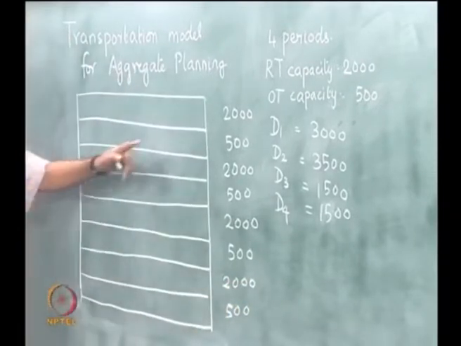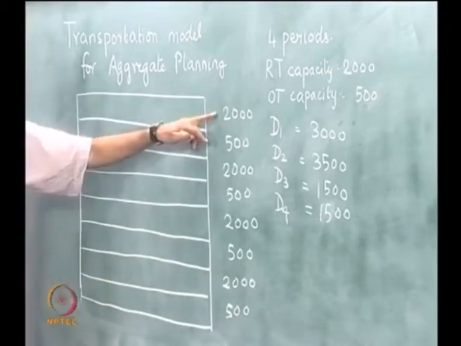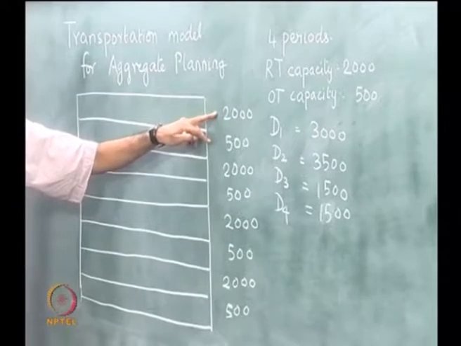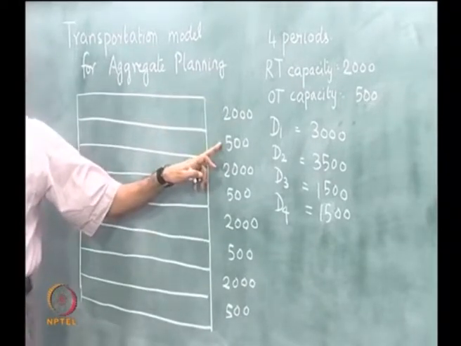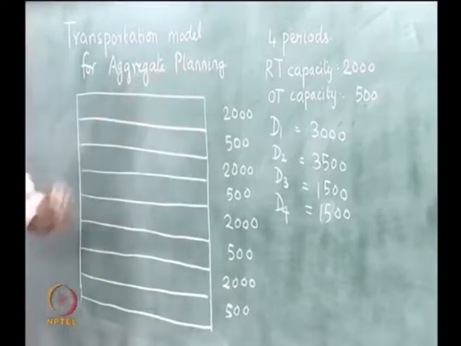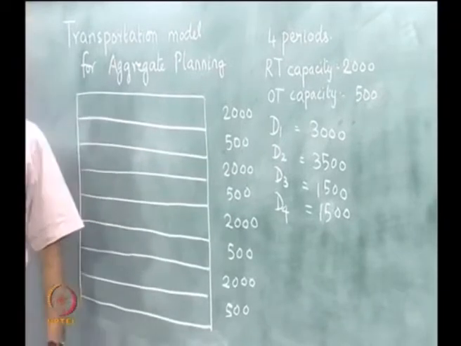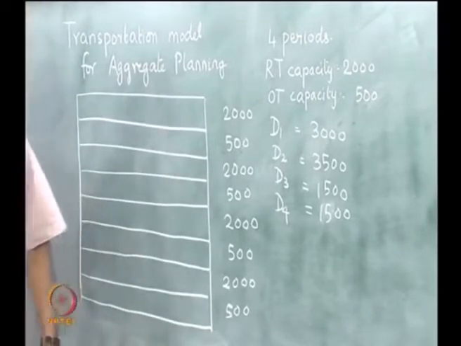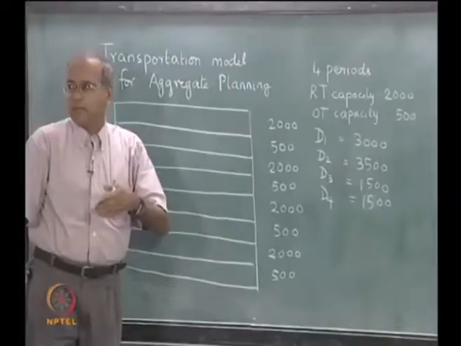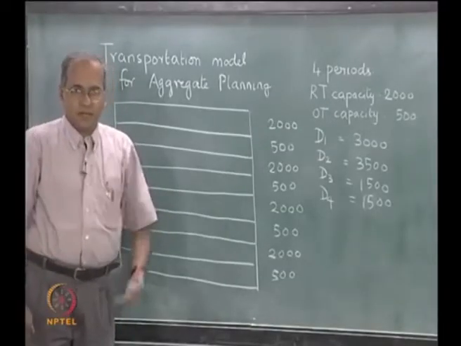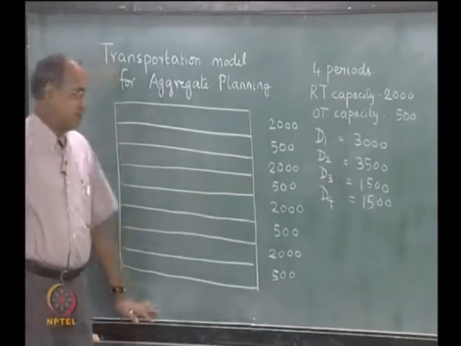As I mentioned, in this particular example we are assuming that the regular time capacity is 2000 in all the months and overtime capacity is 500 in all the months. In practice it can be different for each period, as we saw in the tabular method. The overtime capacity and the regular time capacity depend upon the number of days that are available, and therefore they can be different for different periods.